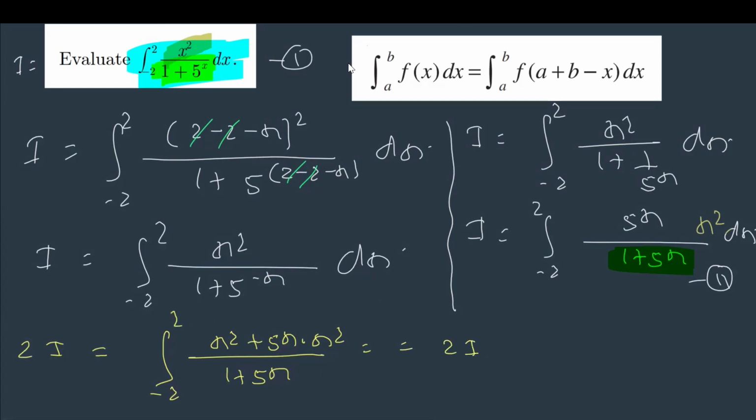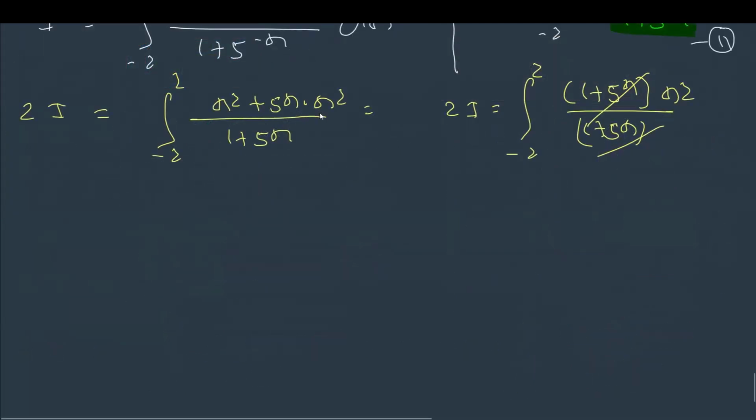This is 2 times I is equal to integration from minus 2 to 2. If I take x square common from the numerator, it should give you 1 plus 5 raised to the power x, square over 1 plus 5 raised to the power x. So this gets cancelled, and we are left with just x square over here. Now evaluate this.